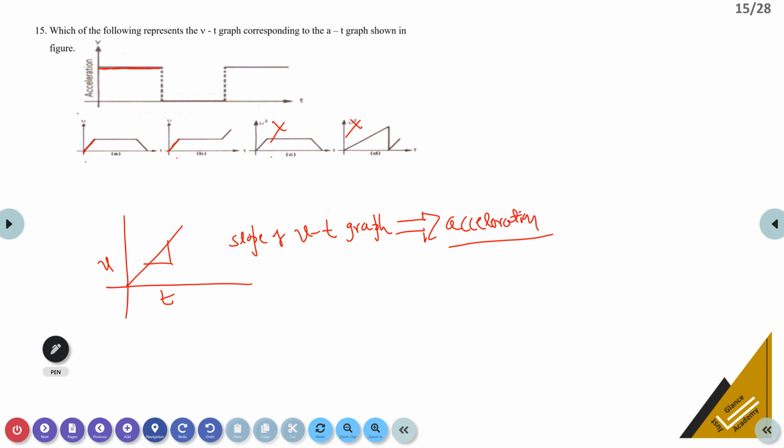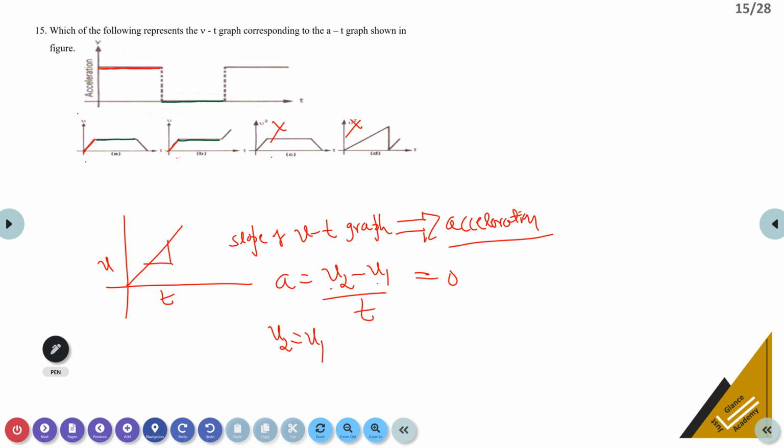Next. In this case, you see, acceleration is 0. Acceleration 0 means acceleration equal to V2 minus V1 divided by T equal to 0, which means V2 and V1 should be equal. V2 equal to V1. That means the body is moving with a constant velocity. Of course, this also is constant velocity. This also is constant velocity.